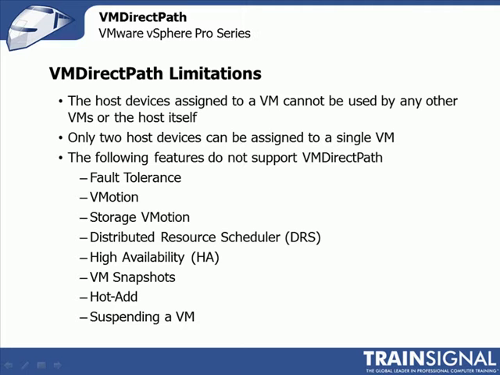You can only assign 2 I/O adapters to a single VM, and that's it. These can be any combination of adapter types, like a network adapter and a storage adapter, or 2 network adapters. The following features are not supported when using VM DirectPath: fault tolerance, vMotion, storage vMotion, DRS, HA, VM snapshots, hot add of virtual hardware to the VM, and suspending a VM.